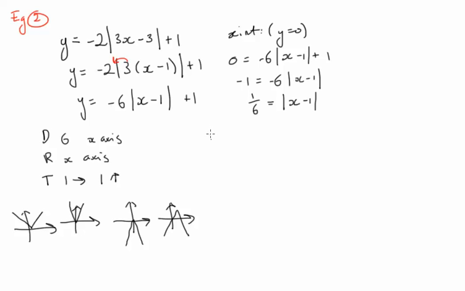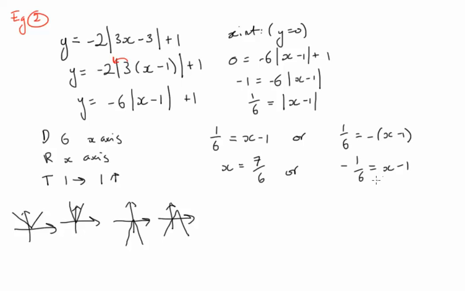So we know that it's either 6 equals x minus 1, or 6 equals negative (x minus 1), because the absolute value of both of these is x minus 1. So we have to solve each one individually. Let's do that. Add 1 to both sides, x equals 7/6, or we've got -6 equals x minus 1, add 1, x equals 5/6.